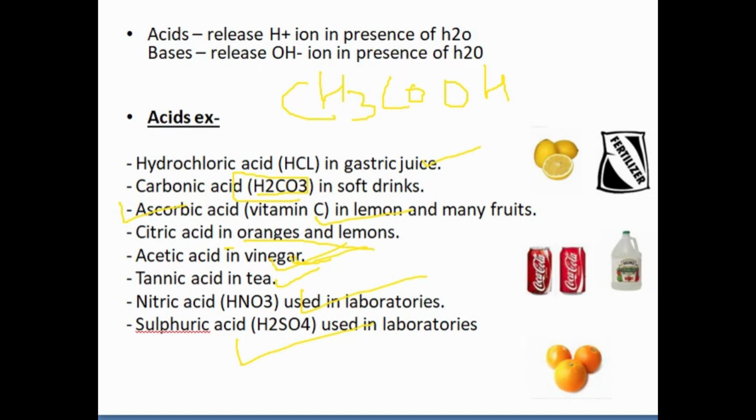Then we have smoke from vehicles, which causes acid rain. Then we have chemicals from factories, they all cause acid rain. And acid rain is not good for us. Okay, so this is harmful. Now, next, this was about acids.